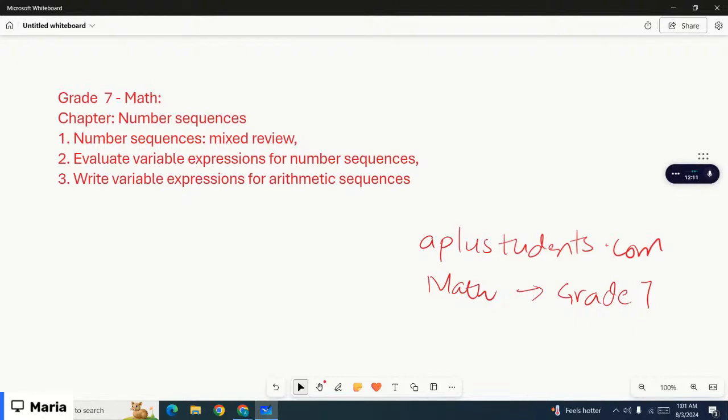We're going to start with the chapter number sequences. And the lessons we're going to cover today are number sequences mixed review, evaluate variable expressions for number sequences, and write variable expressions for arithmetic sequences. So please make sure you have your notebook and pencil so that you can note down the important examples and definitions as well.